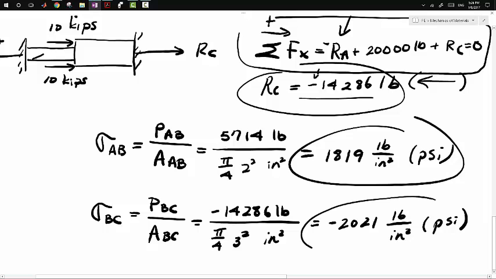So again, this negative sign is going to tell us that this is a compressive stress, and this positive value tells us it's a tensile stress, which also corresponds to the tensile force in the member, and the negative sign tells you that it's a compressive force in the member.